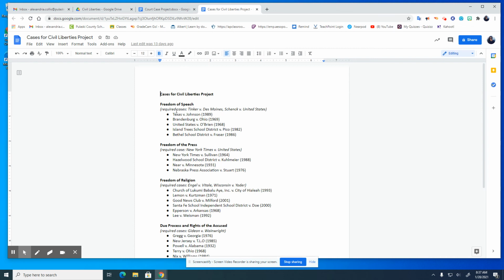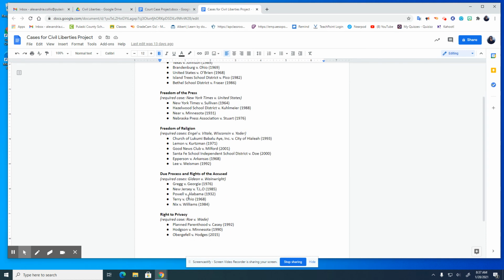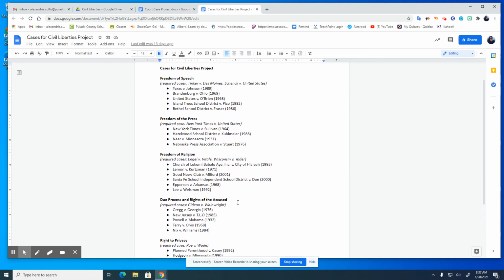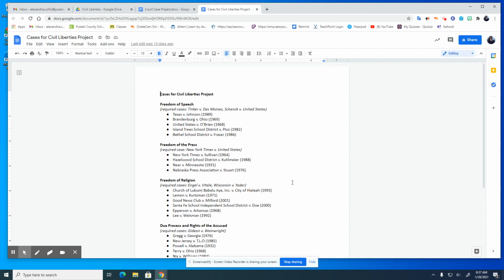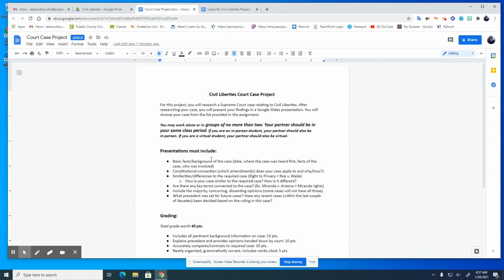Okay, so again, do not choose a required case. You are choosing from the cases that we have not actually discussed in class. So if you're interested in freedom of speech, you can choose one of these. If you're interested in freedom of religion, one of these, so on and so forth. So pick your case from this list, and then you will follow these directions. So if you have any questions, please let me know.